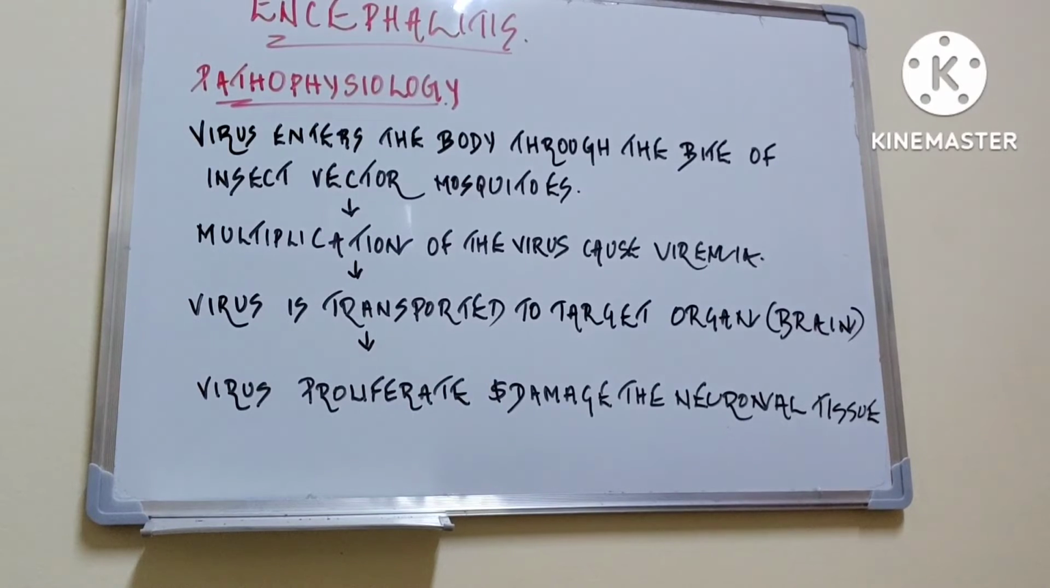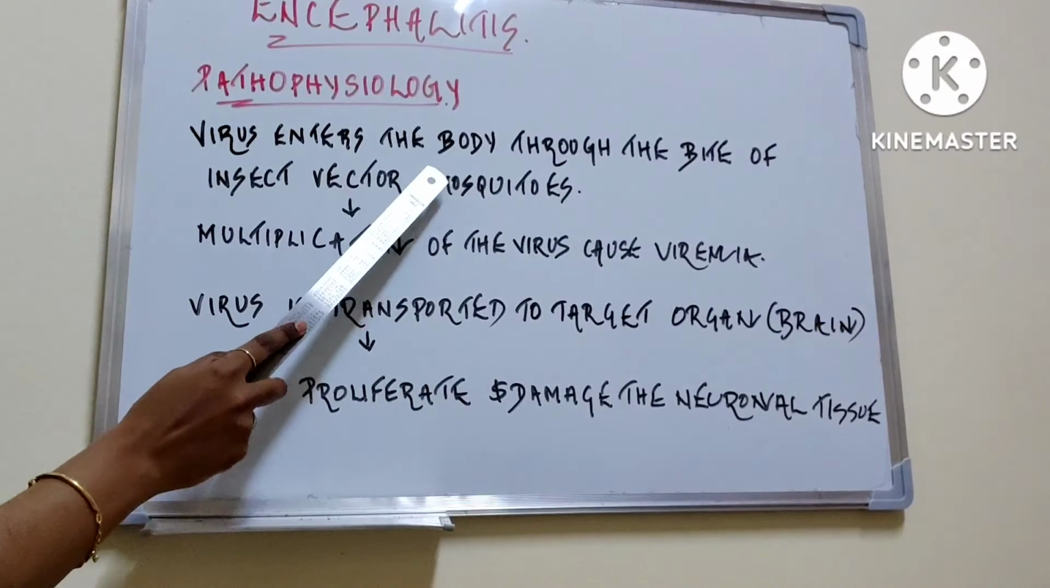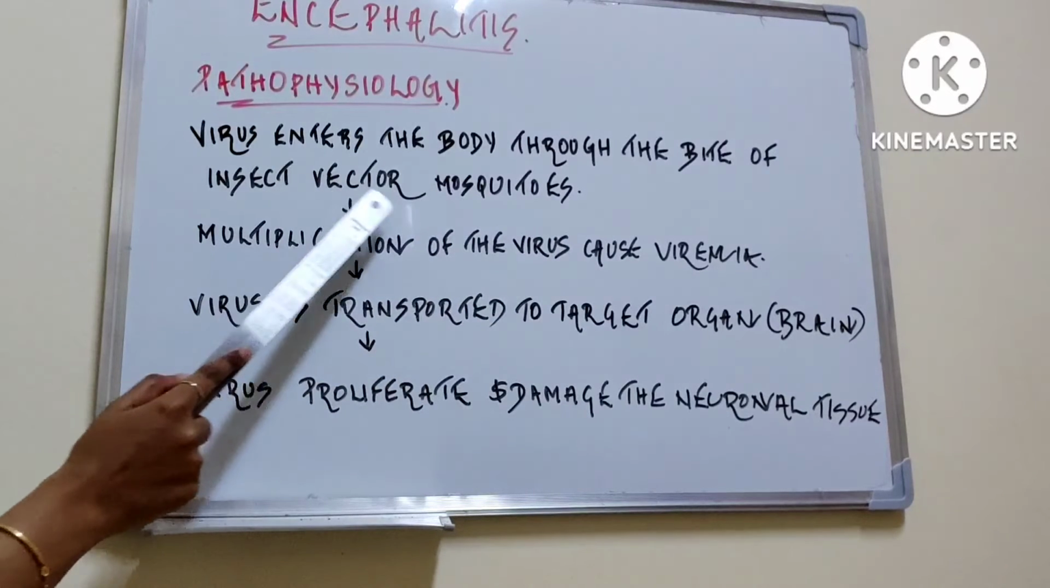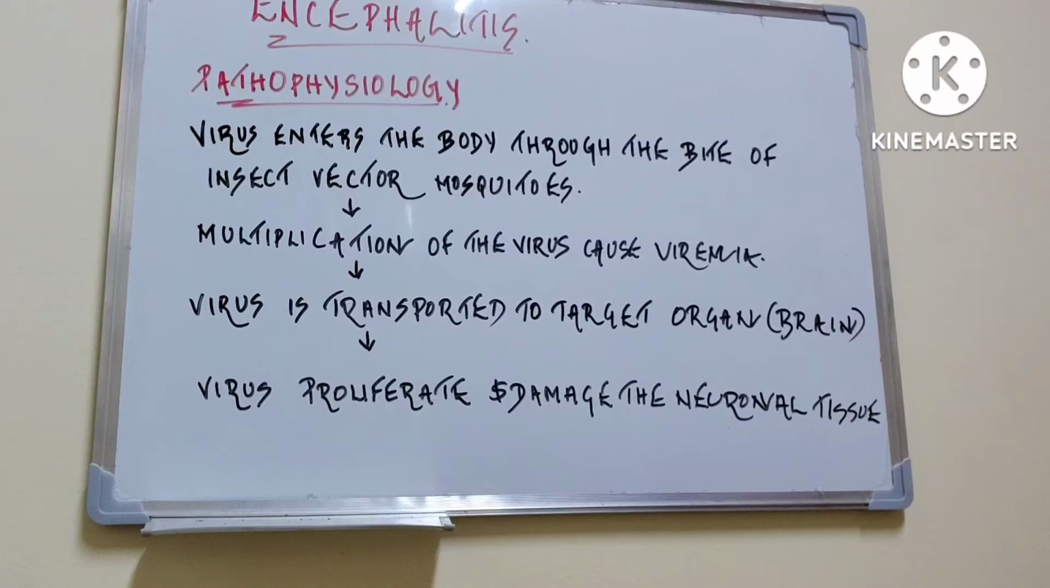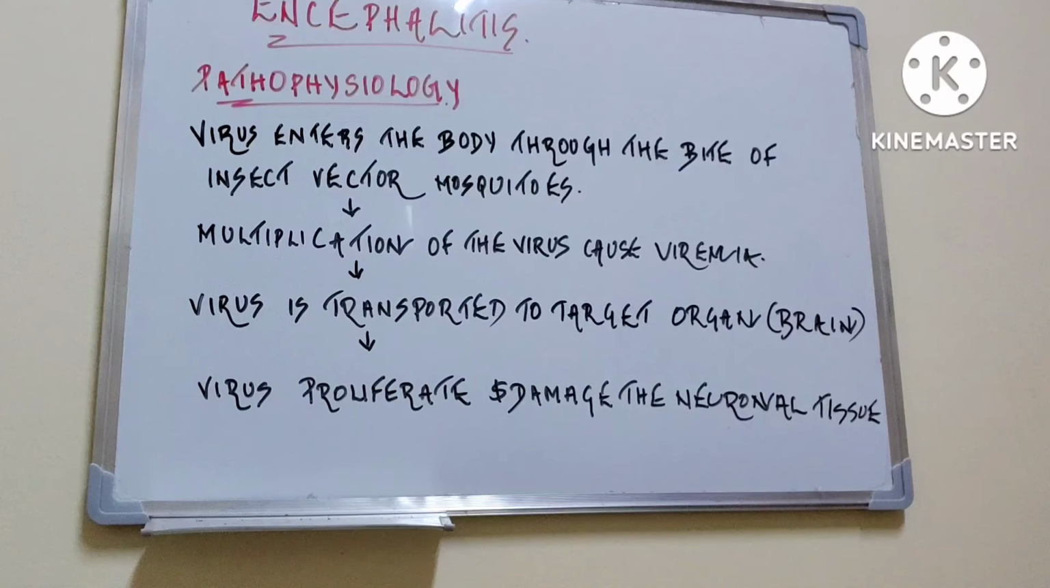So next we can see the pathophysiology of encephalitis. Virus enters the body through the bite of insect vector mosquitoes. So firstly, the virus needs to enter the body. When we get a bite from the mosquito, then the virus enters the body. And after that what happens? The virus will get multiplied, right? So multiplication of the virus causes viremia. The virus will multiply like anything and it will cause viremia.